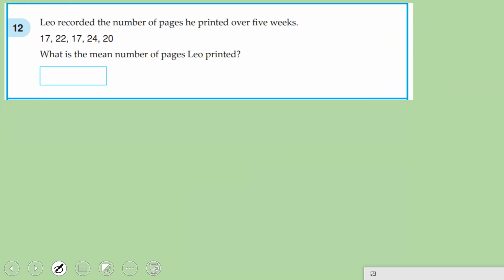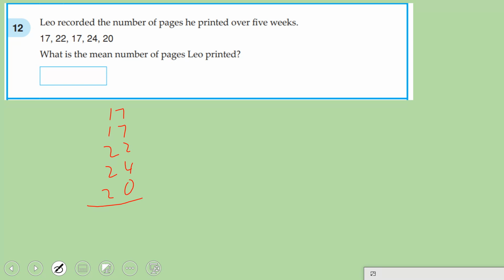Leo recorded the number of pages he printed over 5 weeks. What is the mean number of pages Leo printed? So mean pretty well means average. So we just need to add them all together and get an average. So there's 5 of them. We just add them all up and divide by 5.